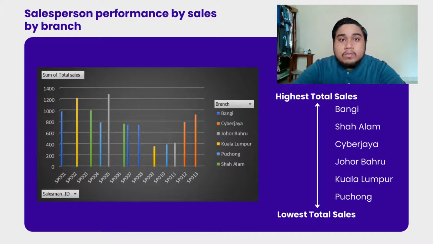Okay, next, let's continue with salesperson performance by branch. From this pivot chart, we group the total sales for each branch based on salesperson to identify the performance of each branch by their workers. The highest total sales and monthly profit for the Fruity Co branch is Bangi, followed by Shah Alam, Cyberjaya, Johor Bahru, Kuala Lumpur, and the lowest is Puchong.